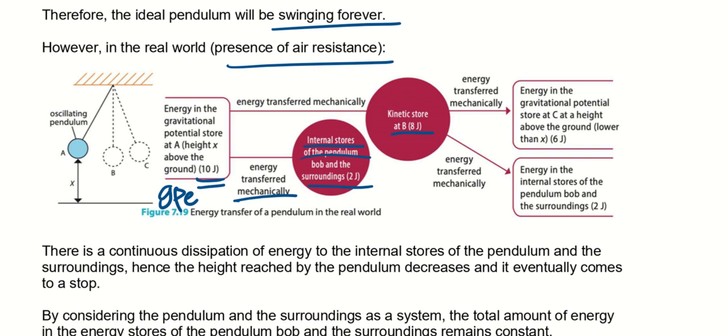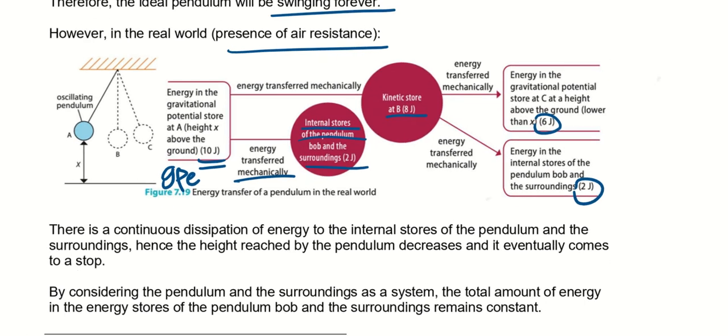Then remember, at B, it will swing to C, and we still have 2 joules of energy that is transferred to the surrounding, and therefore we will have 6 joules left to be transferred to the gravitational potential store at C.